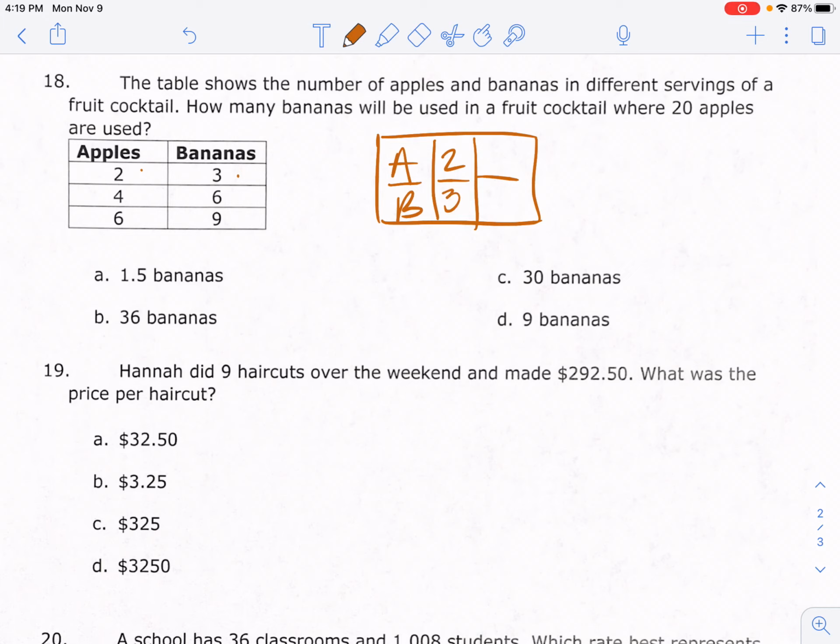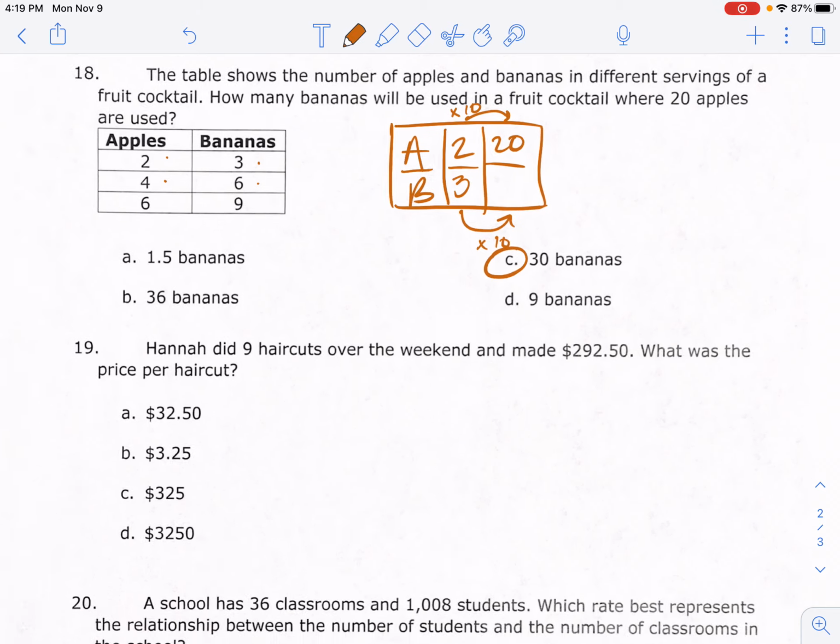ratio that is used because that's equivalent to all of them. And then my question is, if there are 20 apples, how many bananas? So 2 times 10 equals 20, so I can do the same thing down here. 3 times 10 equals 30. My answer is C. 19.